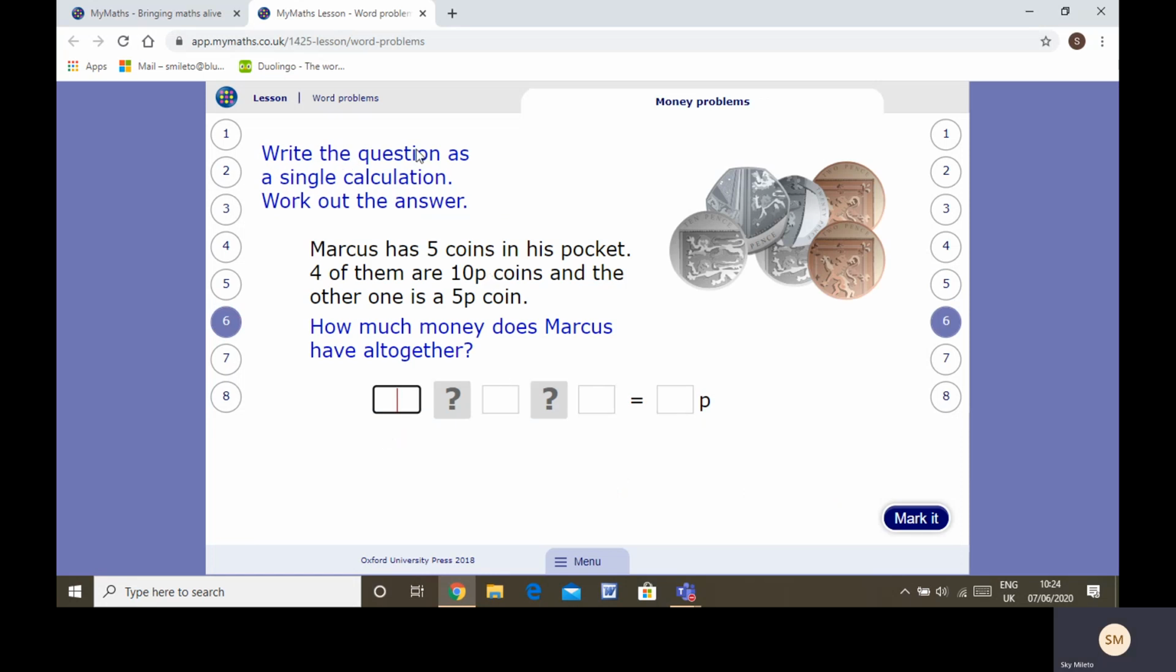So write the question as a single calculation and work out the answer. Marcus has 5 coins in his pocket. 4 of them are 10p coins and the other one is a 5p coin. How much money does Marcus have altogether? So this is using your knowledge of money as well as addition or subtraction. So pause it and give it a go.